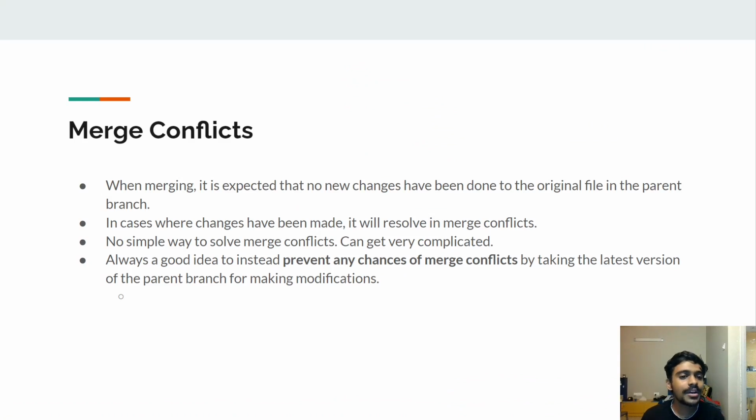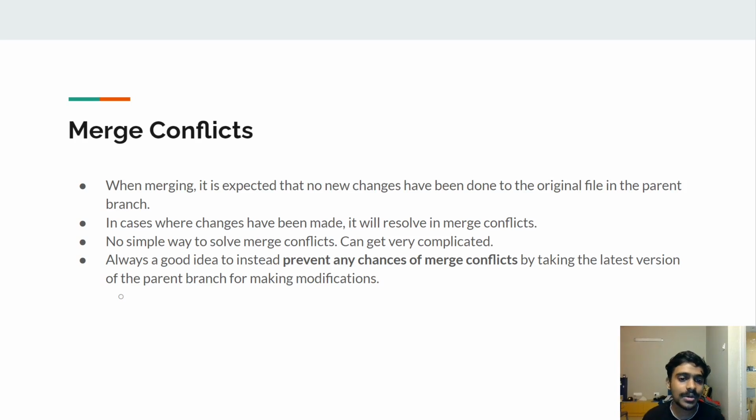Now that we have a good idea of how merging and branching works in Git, let us look at a concept called merge conflicts, which can occur when two branches have conflicting changes. When merging, it is expected that no new changes have been made to the original file in the parent branch. In cases where changes have been made, it will result in what we call merge conflicts. Unfortunately, there is no simple way around merge conflicts, and it can get quite complicated with bigger code bases, and as more developers are involved.